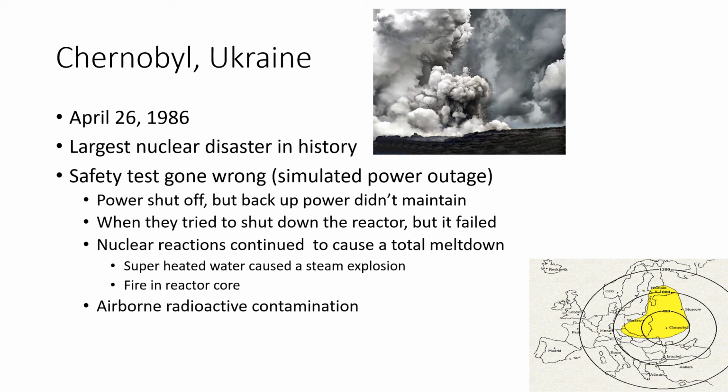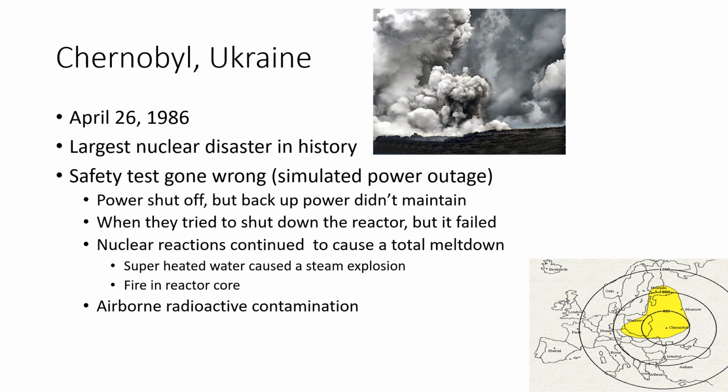And so when the power shut off, the backup power that was there actually wasn't able to maintain it. And so when they tried to shut the reactor down, it failed. And so the nuclear reactions continued when it should have been shut off, and it caused a total meltdown. So that means that all of the uranium in the reactors actually melted down. And so it was so hot that this superheated water caused an explosion of steam.